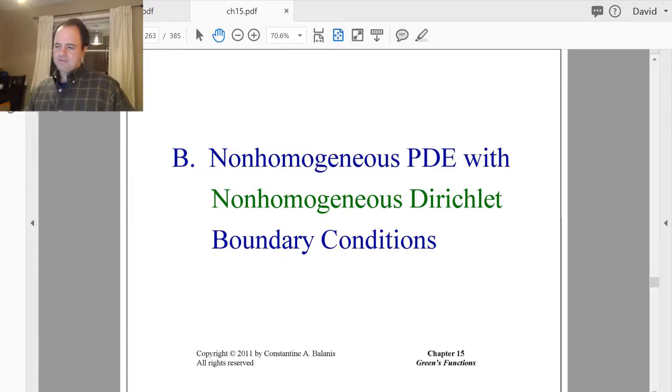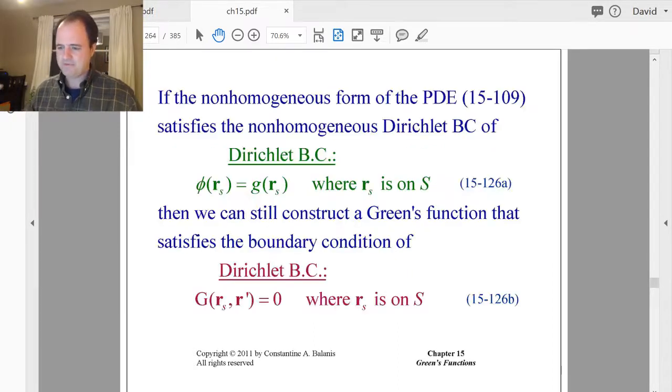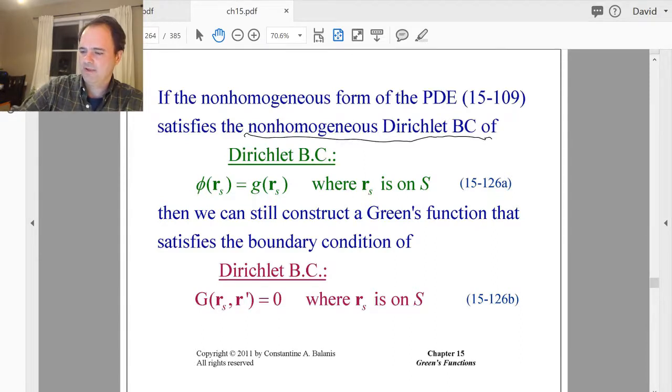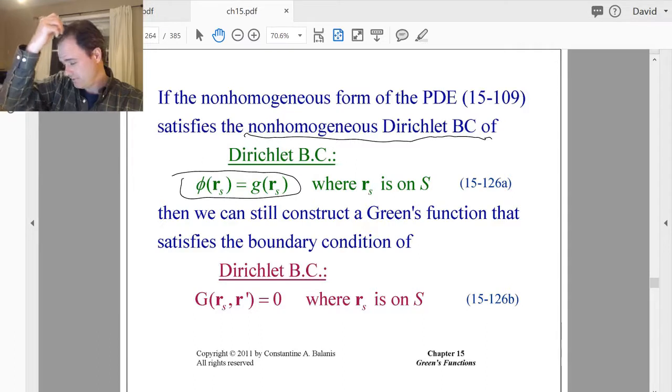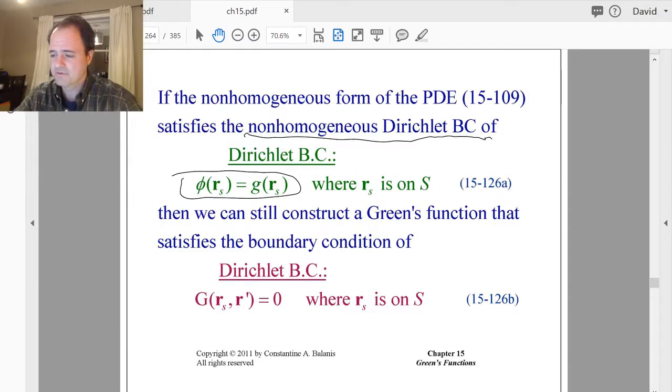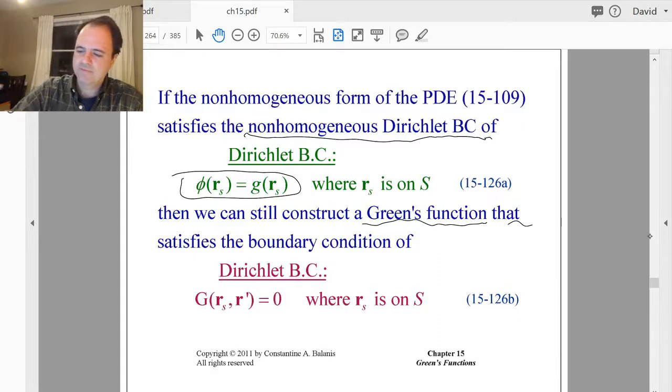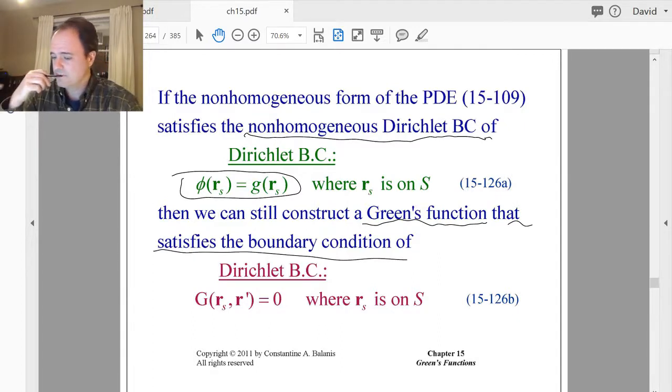So now we have the same non-homogeneous PDE with non-homogeneous Dirichlet problems. If the non-homogeneous form of the PDE satisfies the non-homogeneous Dirichlet BC, say we have it not being 0 but g, or this also could be 0 over some portion but non-zero over others, this is the exception where we can still construct a Green's function that satisfies this boundary condition. We're free to do so, actually. Okay?